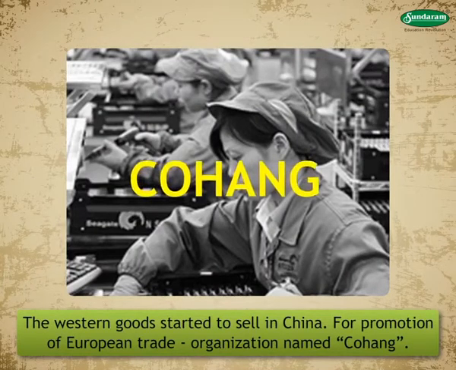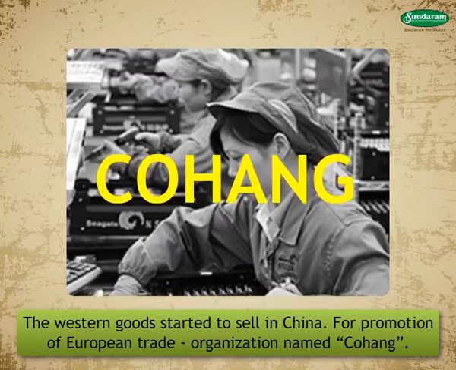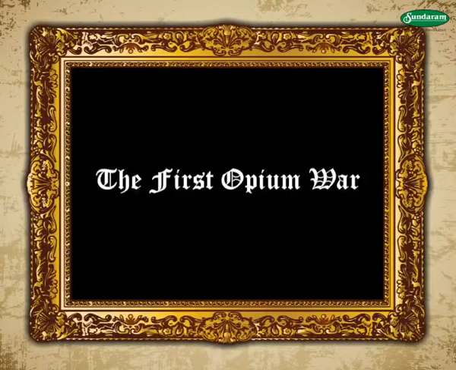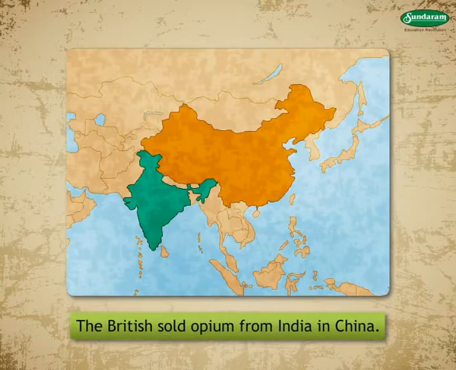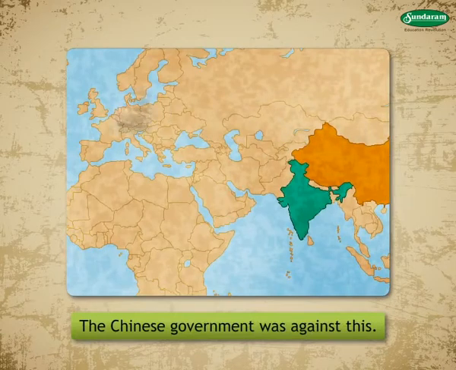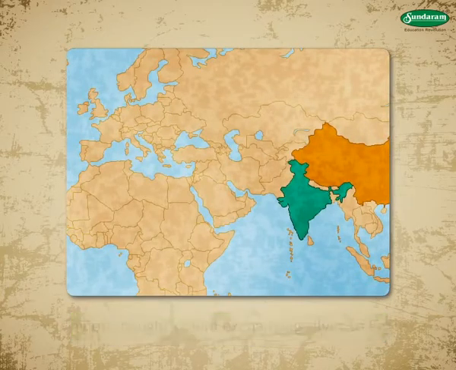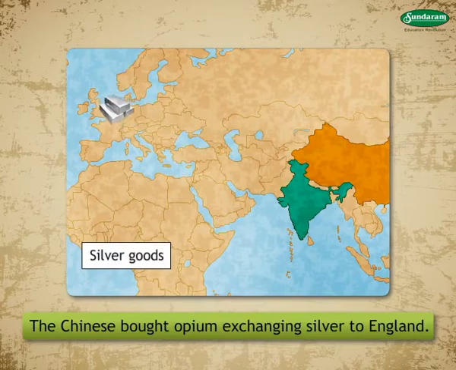For the promotion of trade, the European traders in China established an organization named Kohang. The First Opium War. The British merchants used to sell opium got from India in China. The Chinese government, however, was against this business. But the European businesspersons were not budged. The Chinese people would buy opium by exchanging silver, causing a stream of silver export to England.